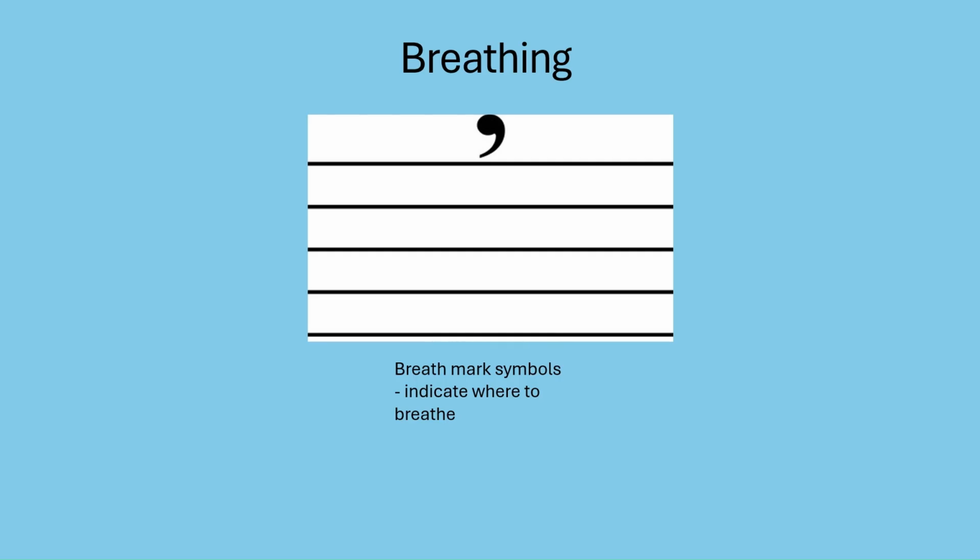For example, a piece of music may use a comma-like symbol, like you see on the screen now, to indicate a natural place for a singer or player to breathe without interrupting a musical phrase too drastically.